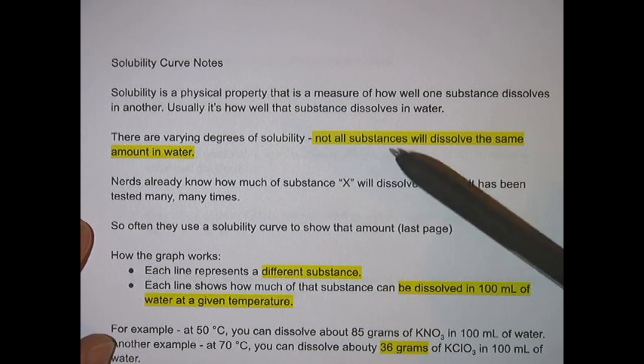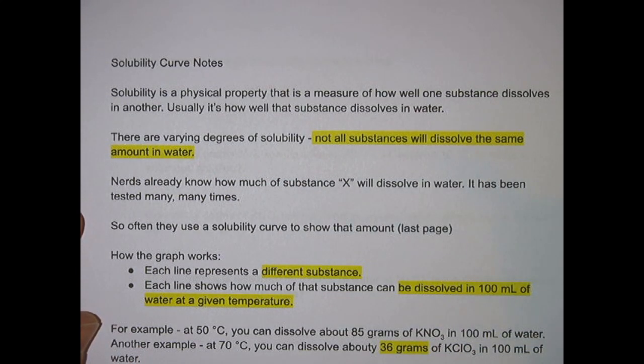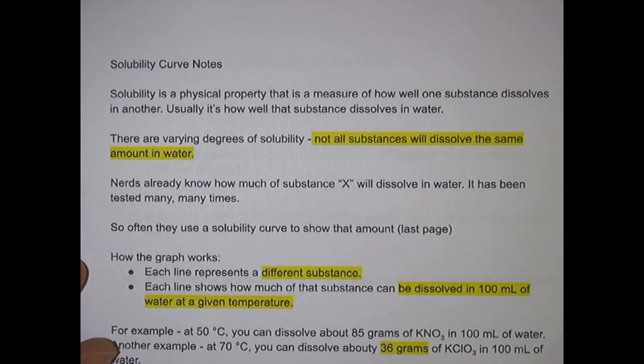Solubility is a physical property of all substances, and it's a measure of how well one substance dissolves another substance. Usually that substance is water, so solubility is a measure of how well salt dissolves in water as compared to how well, let's say, sugar dissolves in water. Each of those has its own different solubility. Not all substances will dissolve in the same amount of water, so there's a varying degree of solubility.